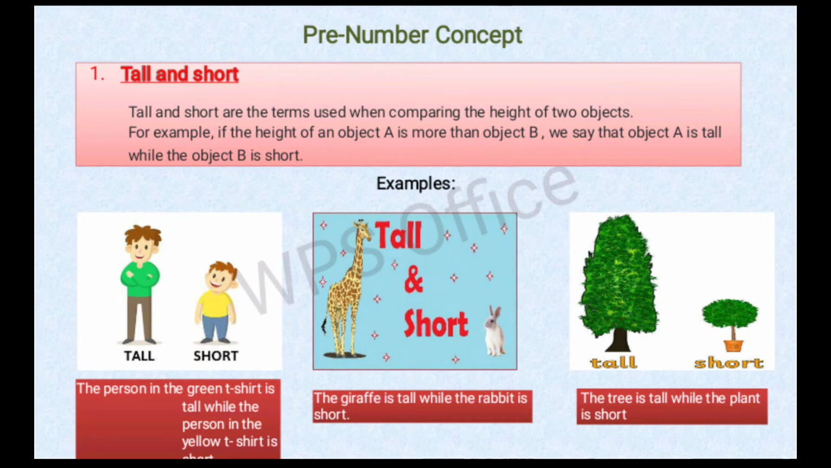Let's see another example to clarify what is tall and what is short. Now, who is tall? A giraffe or a rabbit? The answer is the giraffe is tall while the rabbit is short. Now, can you all guess the tree is tall or the plant in the pot is short? Yes, you all are correct. The tree is tall while the plant is short.